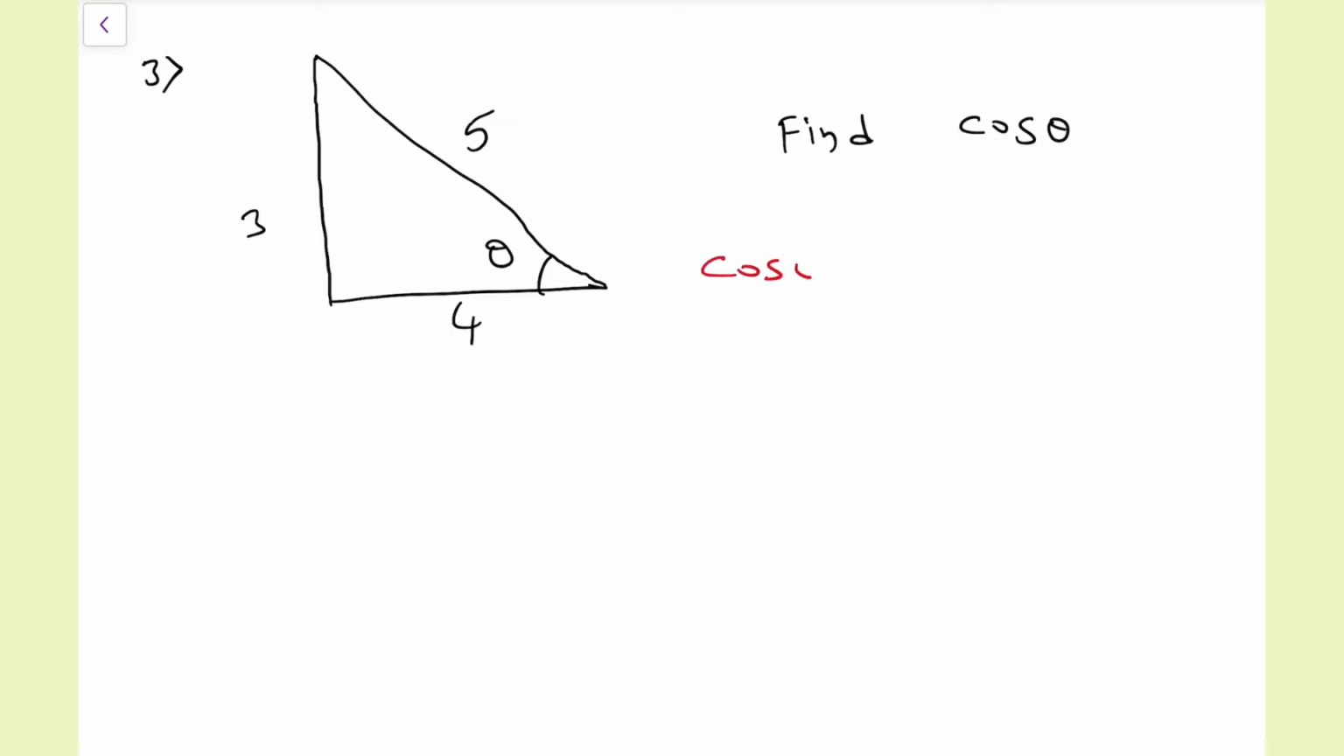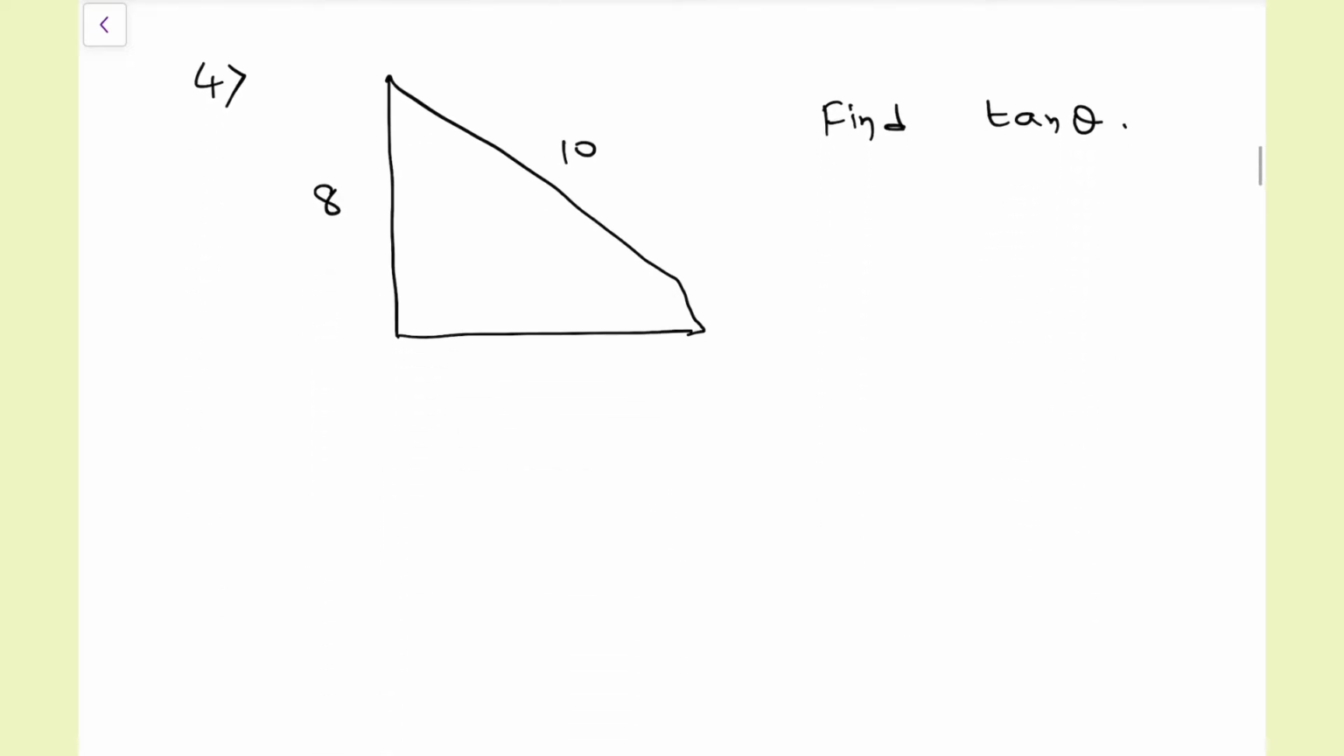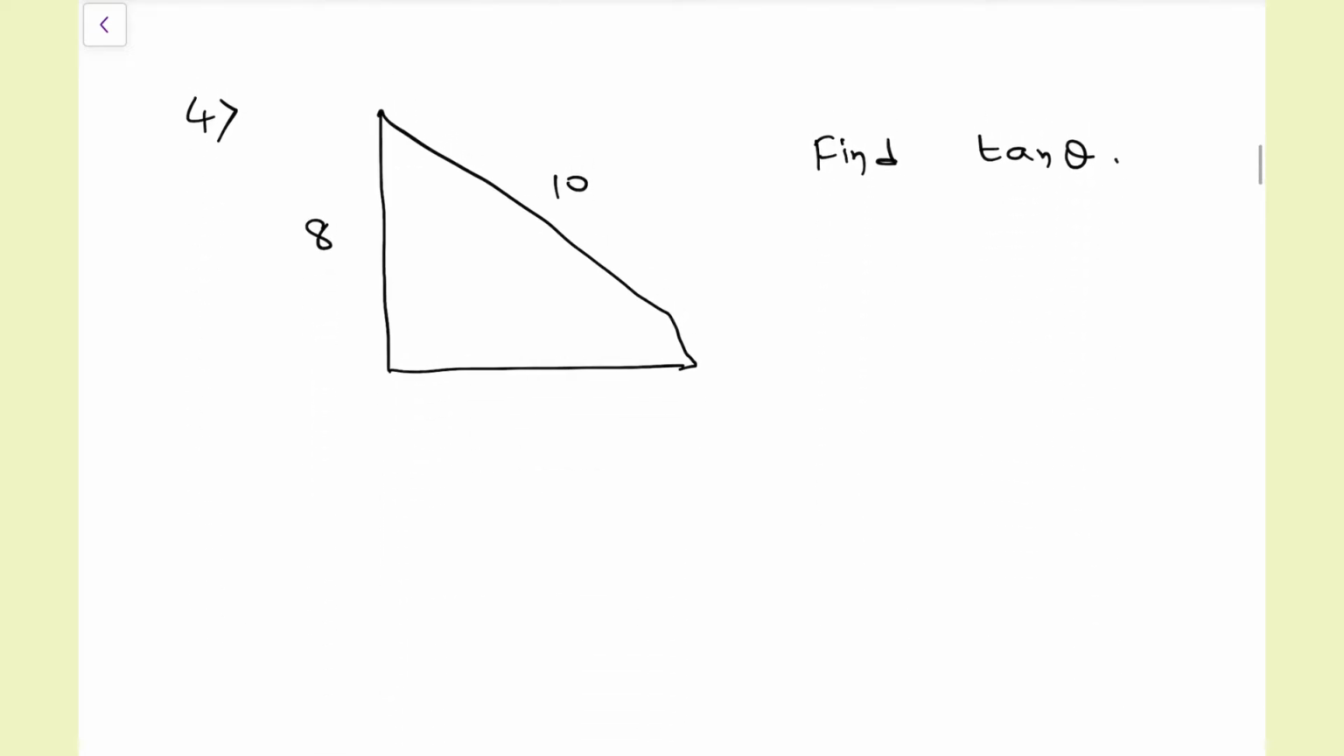What is cos theta? Cos theta is adjacent to theta divided by hypotenuse. So for theta, adjacent is 4 divided by hypotenuse is 5. So cos theta value is 4 by 5. Next type of question is, they will give the figure, but in the figure one side will be missing. So first, by using Pythagoras theorem, we need to find out the third side.